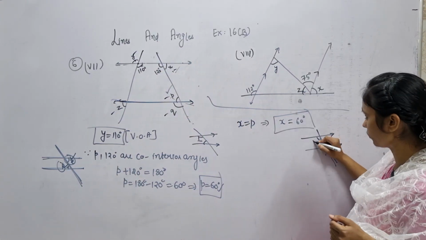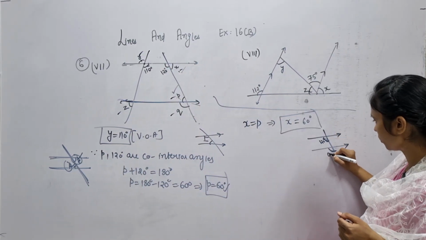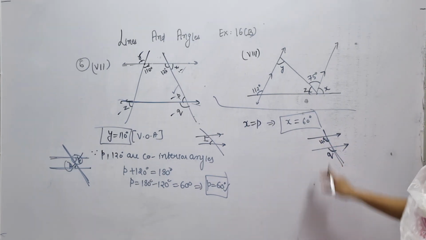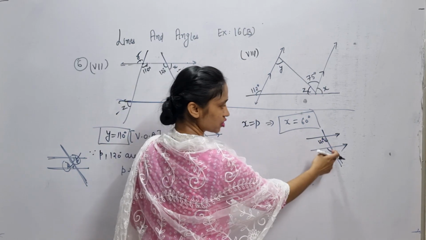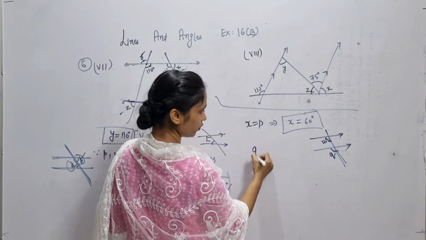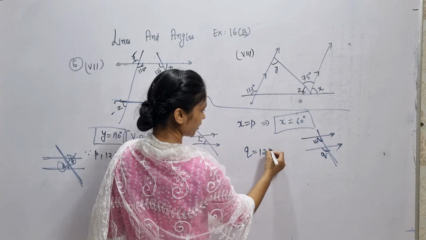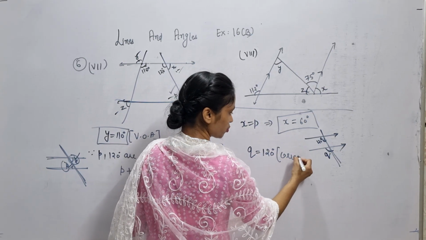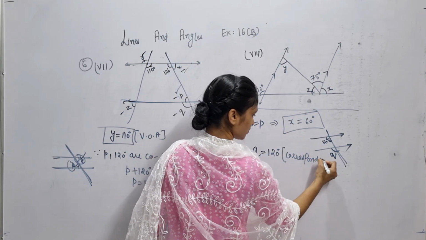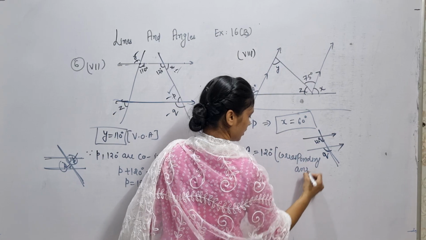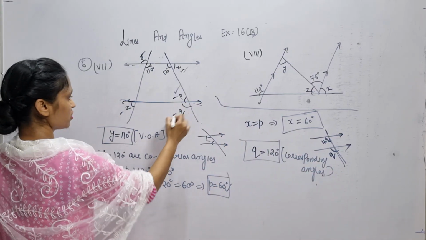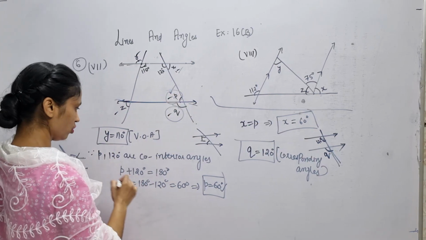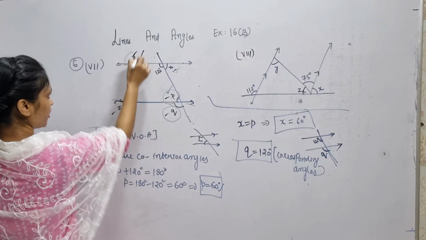Here is 120 and here is Q. These two angles will be equal. Why? These are the corresponding angles. Okay, means Q will be equal to 120 degree. The reason is corresponding angles. Okay, Q is also done. Okay, Q is done, P is done. Okay, and Y is done.